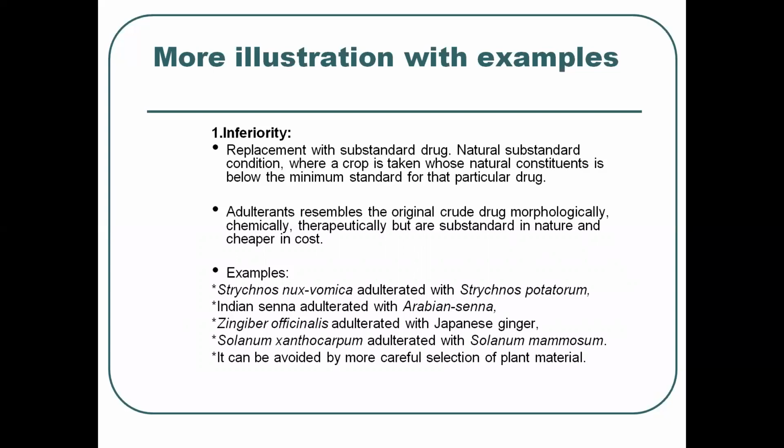Natural substandard condition, where a crop is taken whose natural constituent is below the minimum standard of the particular drug. जितना आपका होना चाहिए था constituent उससे बिलो होता है, नेचुरल कॉन्स्टिट्यूएंट जो उसमें होना चाहिए.